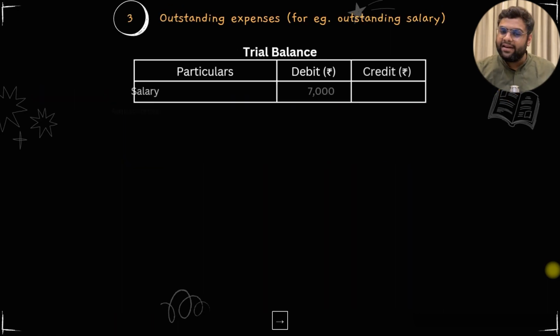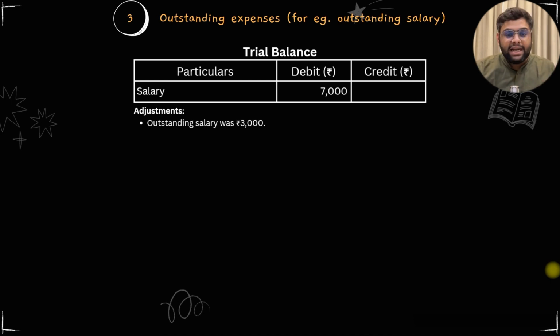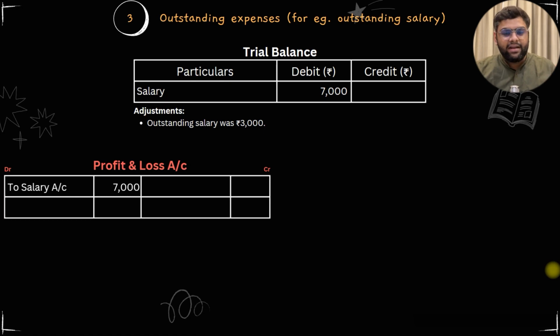In the trial balance, salary is given as 7,000 and the adjustment says that outstanding salary was 3,000. Salary, just like insurance, is also an indirect expense. So on the debit side of the profit and loss account, to salary account 7,000. Now outstanding salary means salary that is due but you have not paid. It is your expense. Therefore, it will be added. Add outstanding salary 3,000, so your total salary expense becomes 10,000.